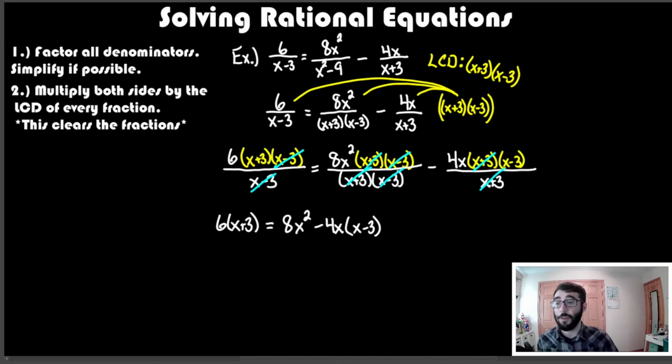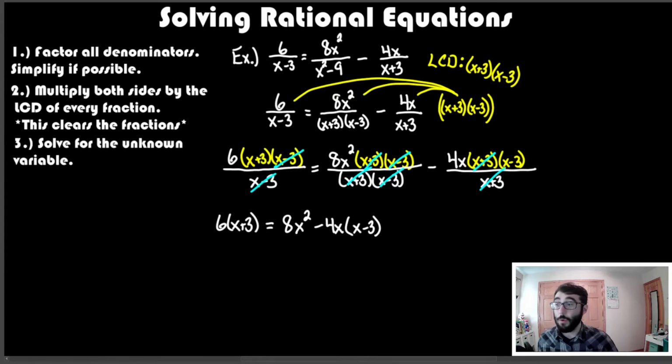So what we're left with is now 6 times x plus 3 that was left in this first fraction equals all that's left in the second fraction is this 8x squared. Everything else canceled, minus 4x and an x minus 3. That's all that was left in the third fraction.